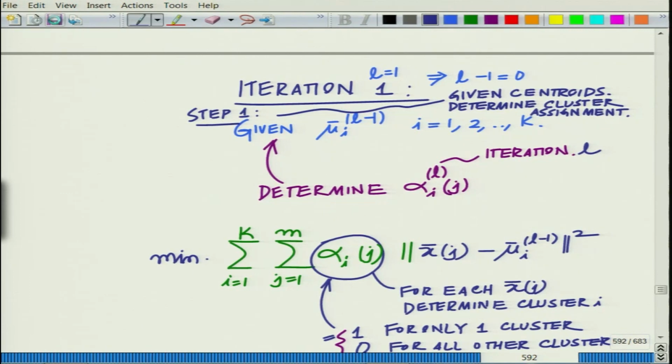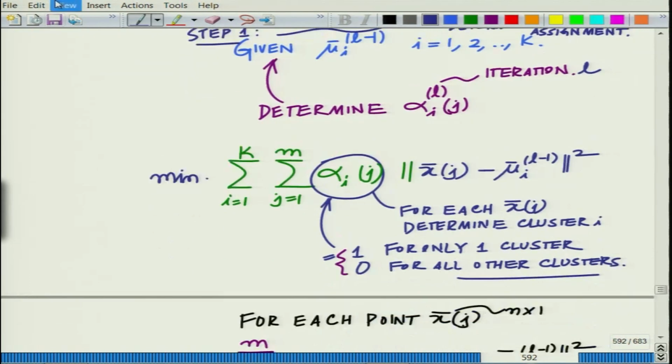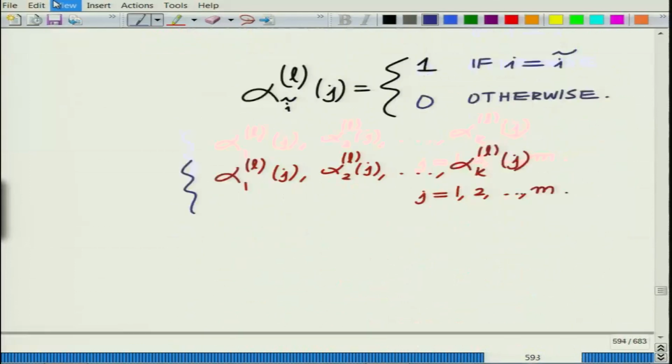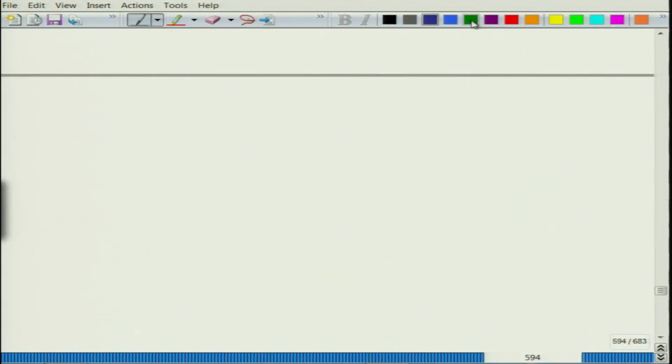Given centroids, determine the cluster assignment. Now, step 2 will be given the cluster assignment. Now, we have obtained the cluster assignment. Now, we will come to step 2. What is step 2 in this iterative algorithm?